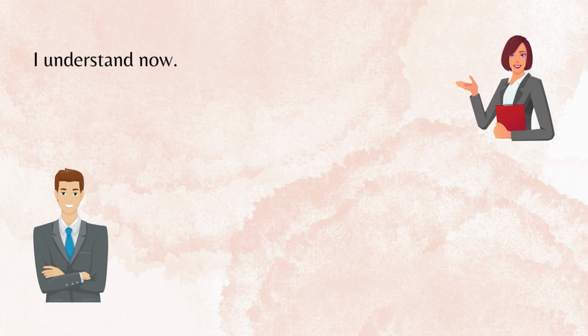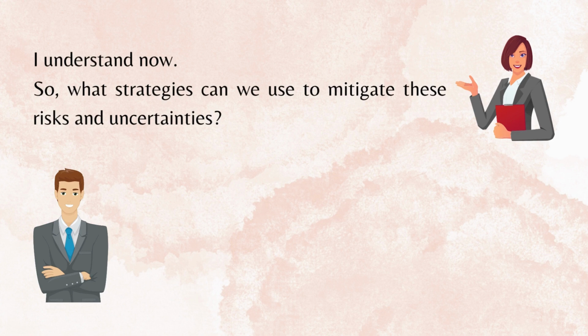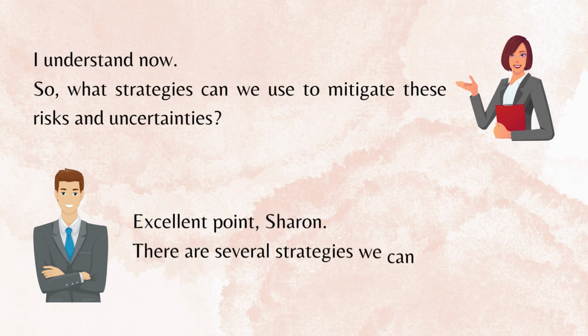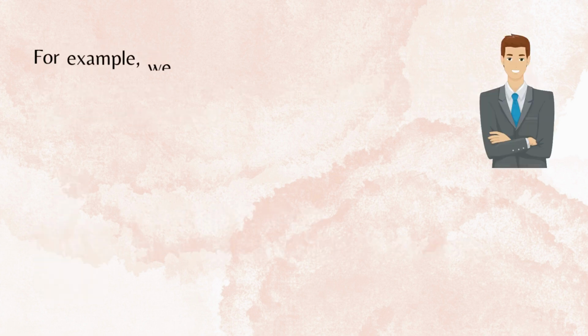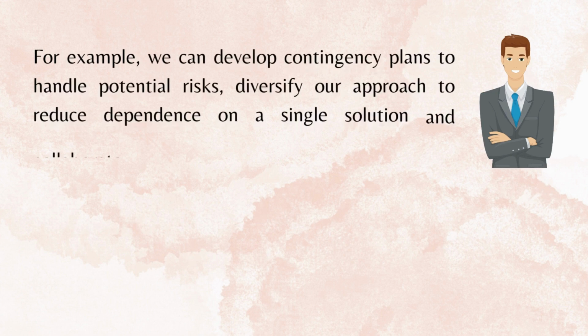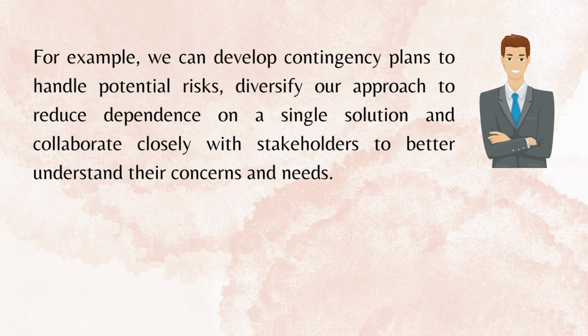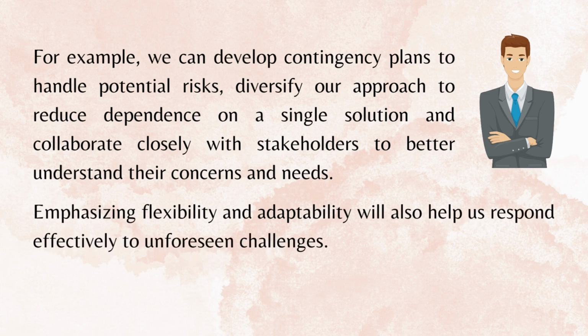I understand now. So, what strategies can we use to mitigate these risks and uncertainties? Excellent point, Sharon. There are several strategies we can employ. For example, we can develop contingency plans to handle potential risks, diversify our approach to reduce dependence on a single solution, and collaborate closely with stakeholders to better understand their concerns and needs. Emphasizing flexibility and adaptability will also help us respond effectively to unforeseen challenges.